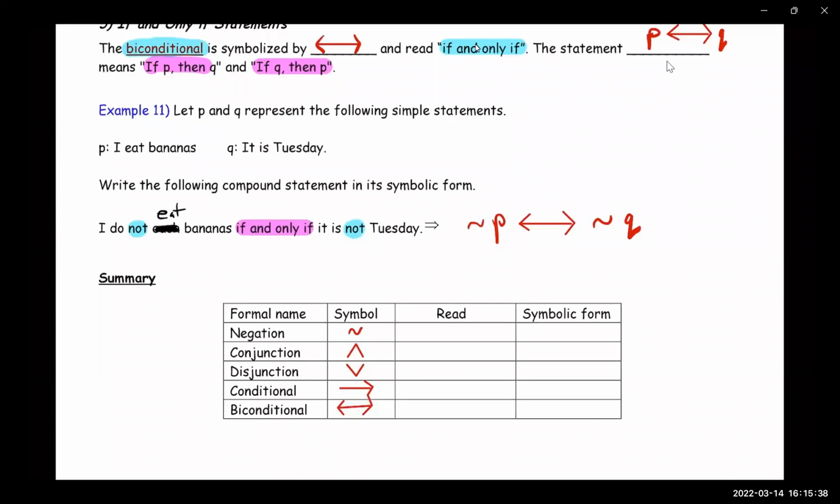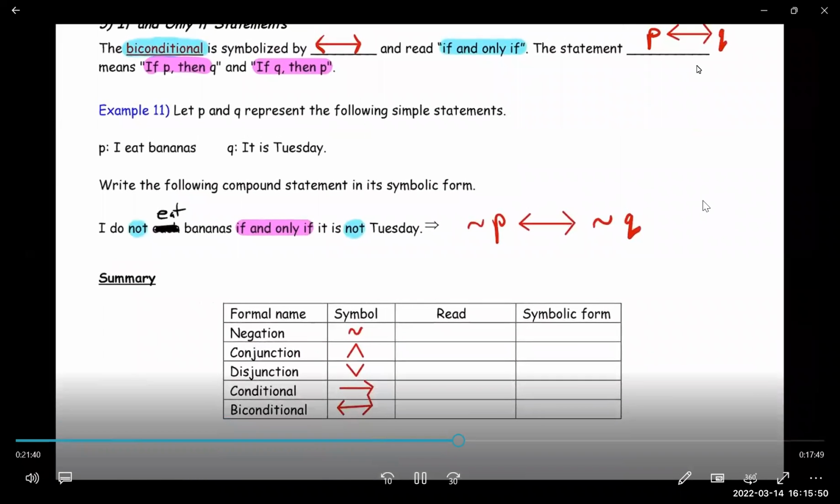All right, let me, someone's at the door. Give me one second. The way you read it is, let me fix this arrow. It's a little crooked.